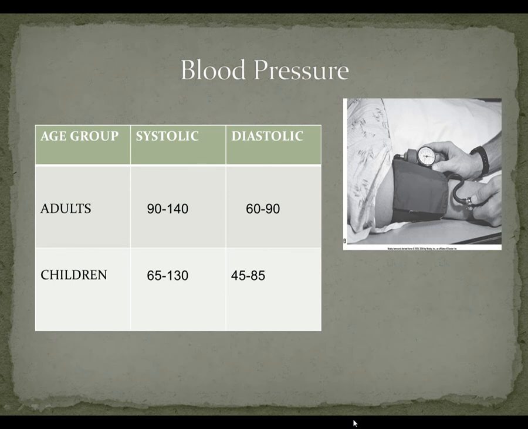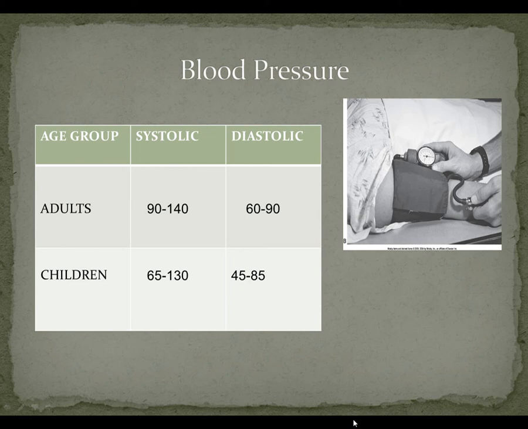For adults, the normal systolic pressure is 90 to 100 and the normal diastolic pressure is 60 to 90. For children, the normal systolic is 65 to 130 and diastolic 45 to 85. Usually males tend to have a little bit higher blood pressure.